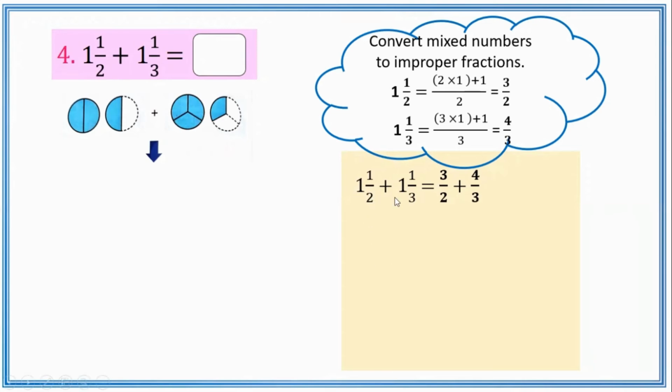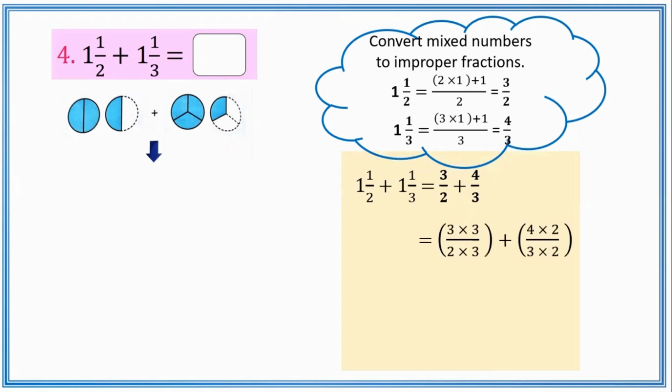1 and 1/2 plus 1 and 1/3 is equal to 3 out of 2 plus 4 out of 3. So we just converted the mixed numbers into improper fractions. Associated with an illustration, it will be easy for us to understand the process. So this is 1 and 1/2, and this is 1 and 1/3.